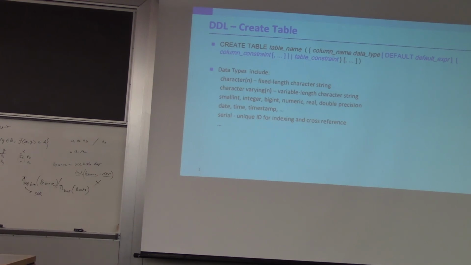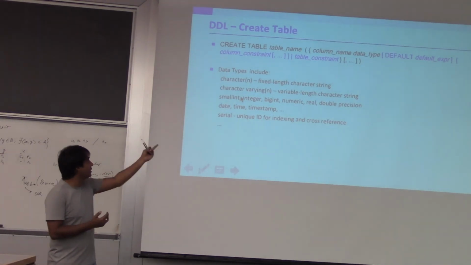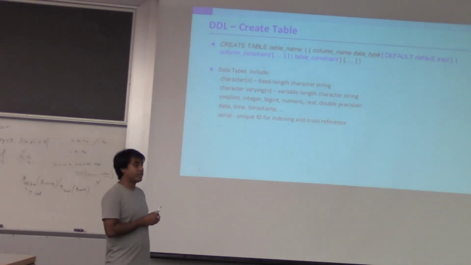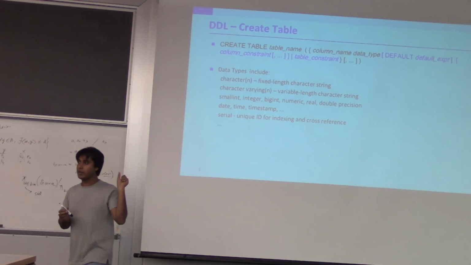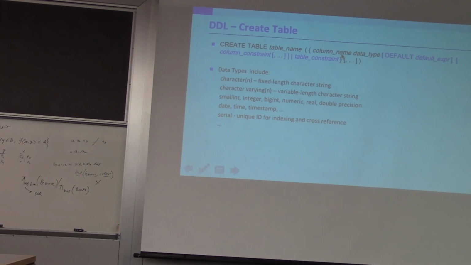The data type can be character. You can specify it with char in MySQL, or varchar as the variable length character. You can specify what type of integer or numeric values it can have. So these are all the numeric ones. Then you can specify it as date or timestamp, and also as a serial or unique ID. Now you need to specify at least one column and the data type.